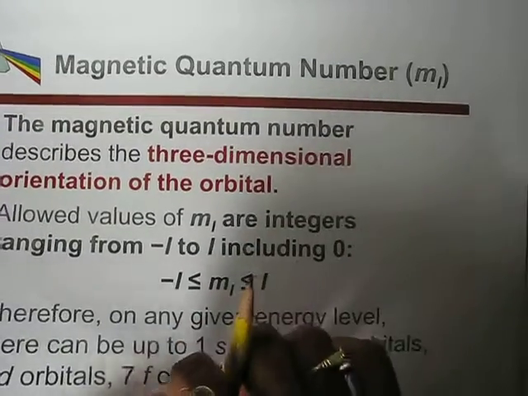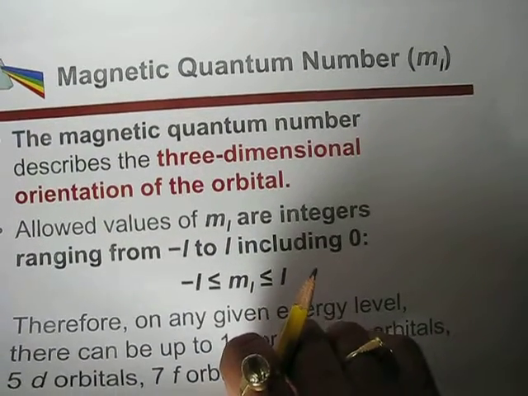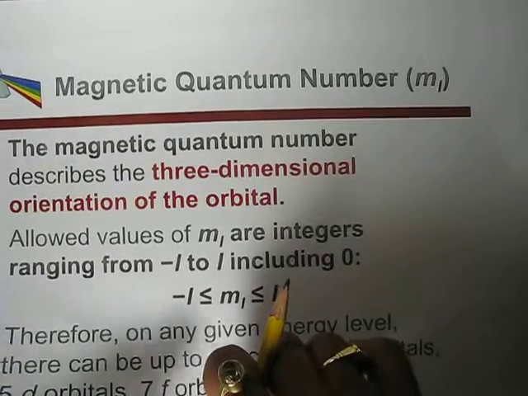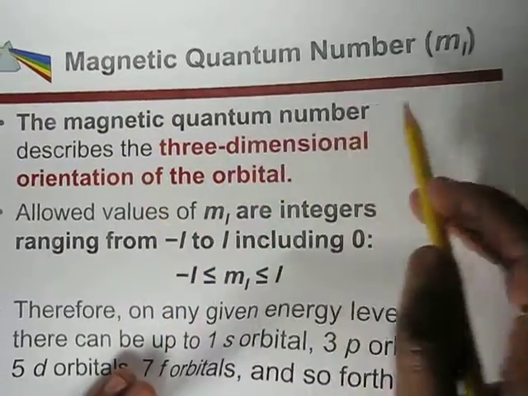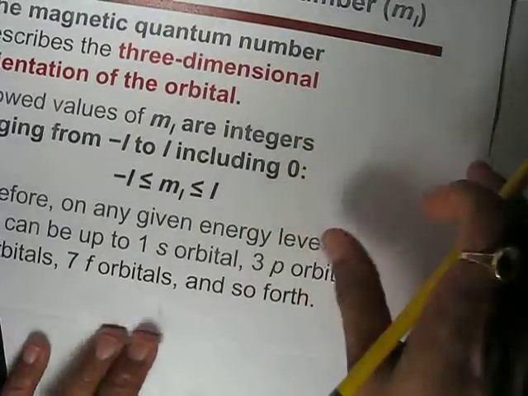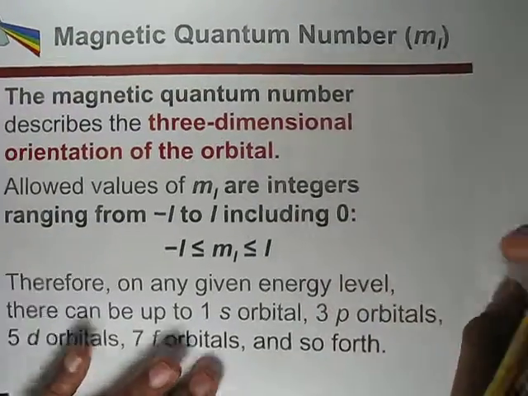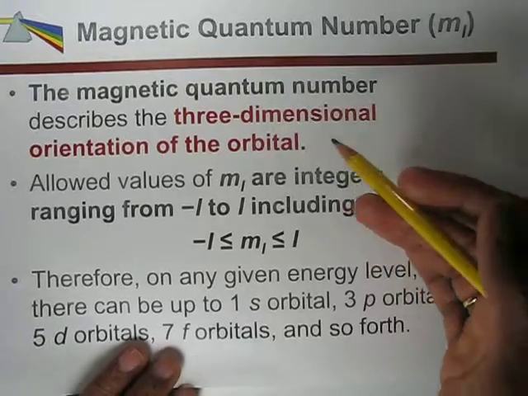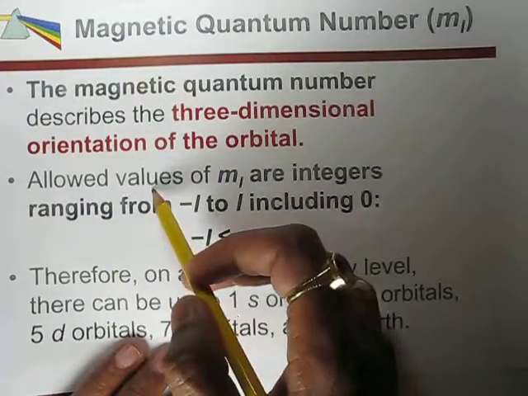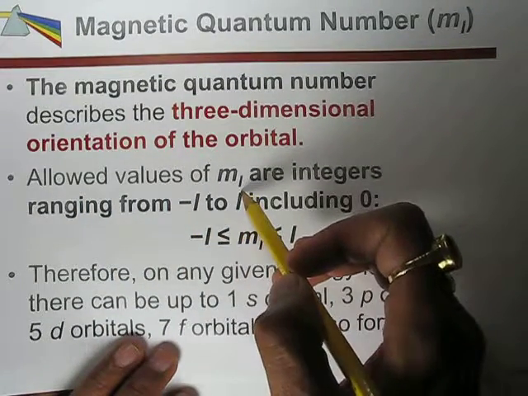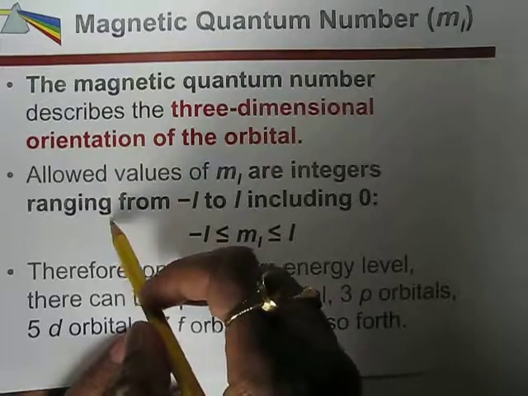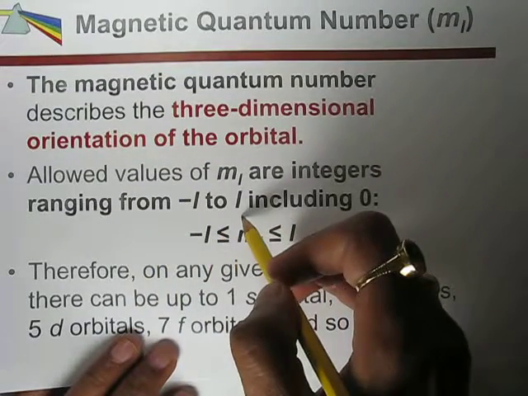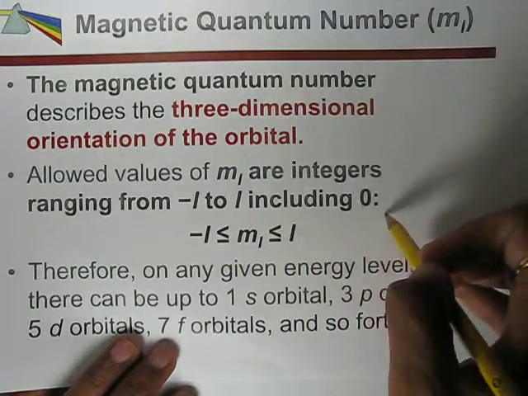So far we have studied two quantum numbers, the principal quantum number and angular momentum quantum number. The third one is magnetic quantum number. Magnetic quantum number describes the three-dimensional orientation of the orbitals, how the orbitals are oriented. Allowed values for small ml are integers ranging from -l to l including 0.